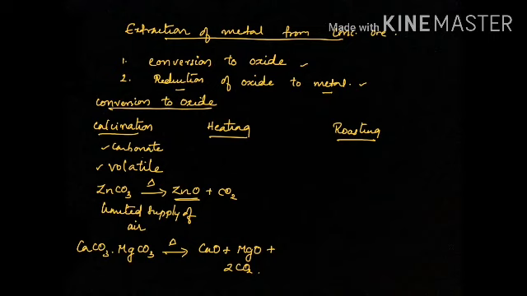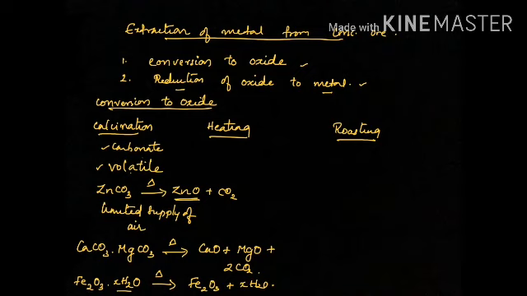Again, I told you that volatile compounds can also undergo calcination. Normally compounds which have water of crystallization, for example Fe2O3.xH2O, what does this xH2O indicate? It has water of crystallization, some molecules of water associated with it. When it undergoes calcination, heating with a limited supply of air, this water of crystallization will get removed. So we get Fe2O3 plus xH2O removed, and we get our iron in the oxide form. This is what happens under calcination.